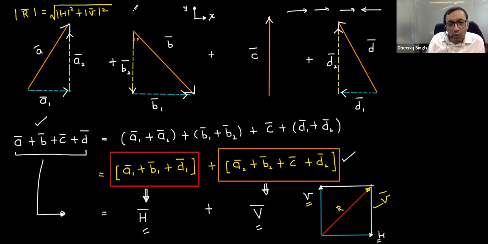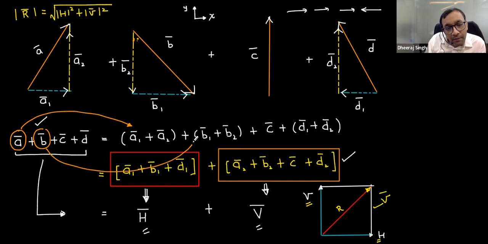Okay. And by the way, whatever we have just done is called taking components. Have you ever heard of taking components before? Components word, have you ever heard? Yes, coming to that. Hold on. What I did before adding A with B, I have broken A into A1 and A2. So A1 and A2 are components of A. Before adding B, I have broken B into B1 plus B2. So B1 and B2 are components of B.